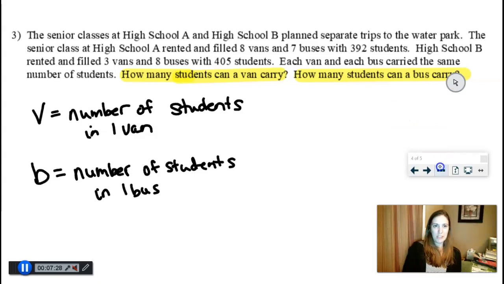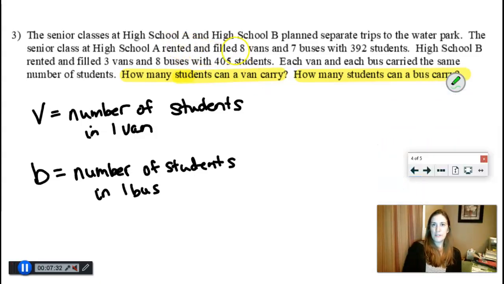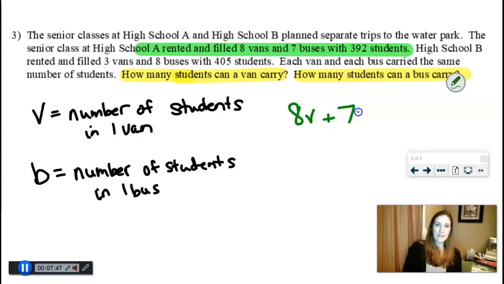All right, some more information now. We have 2 equations. First equation is all about high school A. High school A rented and filled this. All right. So that would be 8 vans. So 8 times how many students fit in each van. And then 7 buses. So 7 times how many students you fit in one bus. And it totaled out to 392 students.